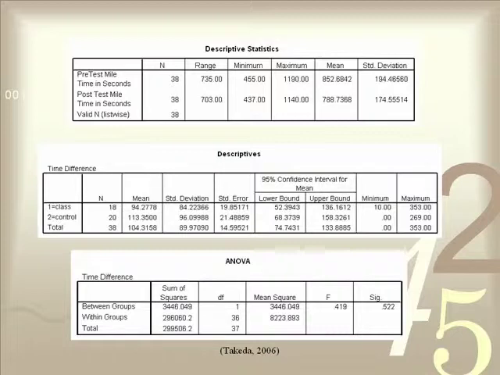Then we have descriptives again. We have number 1 equals class, number 2 equals control, and then we had the mean time differences between them. The mean difference for the class was 94 seconds, and the control group was 113 seconds. So the experimental group did better than the control group. We can tell that just by looking at the mean scores. But we have to run a statistical test to determine if that is correct.